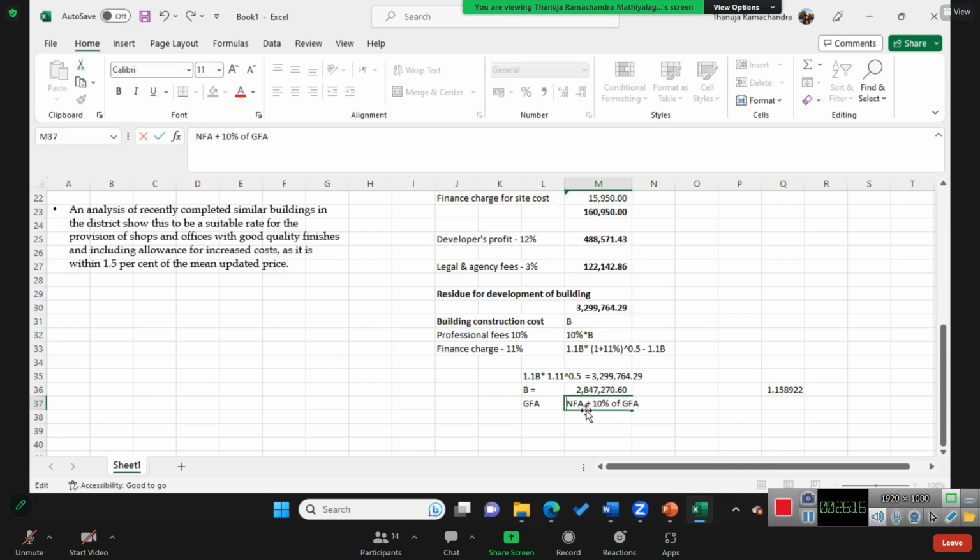All right, gross floor area. Okay. This is the equation. Can you calculate the gross floor area, right?